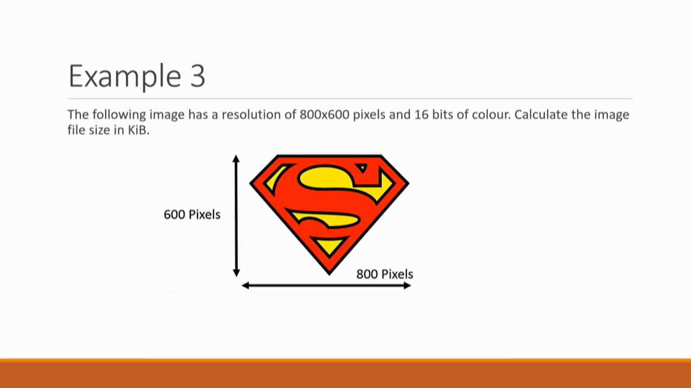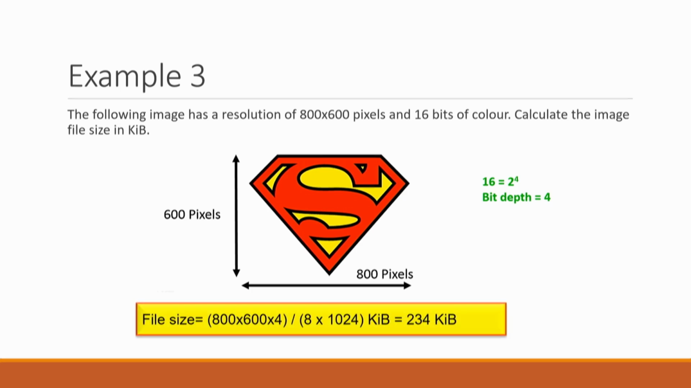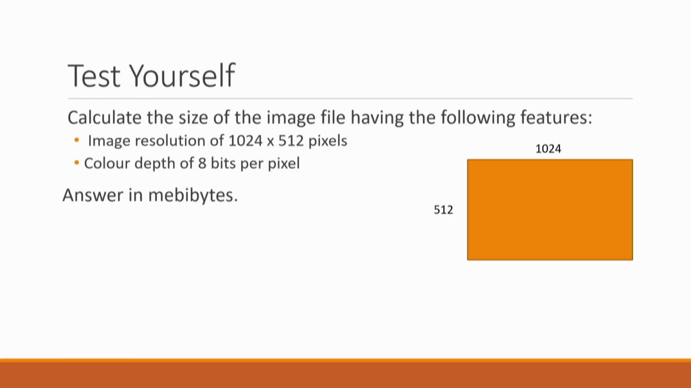Let's look at another question with the same image, but this time having 16 bits of color. Now, 16 is equivalent to 2 to the power of 4. This gives the image a bit depth of 4. Proceeding with our calculation, we have 800 times 600 times 4 divided by 8 times 1024. That equals 234 kibibytes. Try out this question.